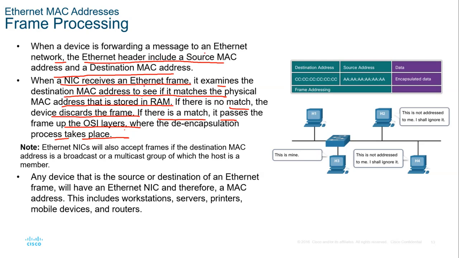Note, the Ethernet network interface card also accepts frames if the destination MAC address is the broadcast. So even if there is no match, as long as it's a broadcast or multicast, it will be accepted.